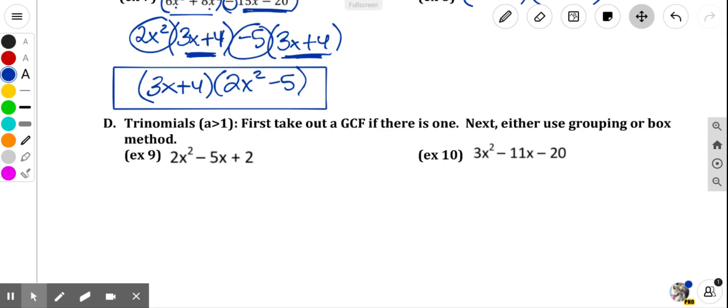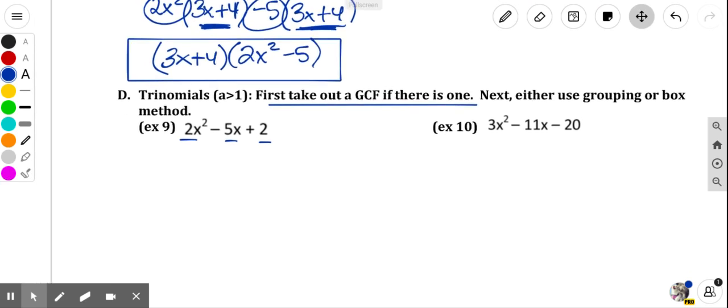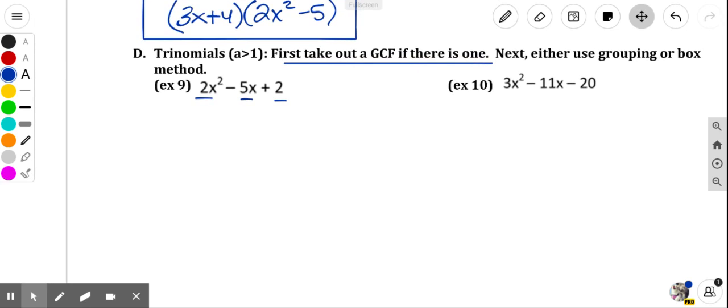So see, it says first take out a GCF if there is one. If you look at example 9, there is no GCF here, nothing that goes into all 3 of those. So that's how you know you have to do box method or grouping. Now, some of you did box method back when we learned this at the beginning of the year. Some of you did grouping.